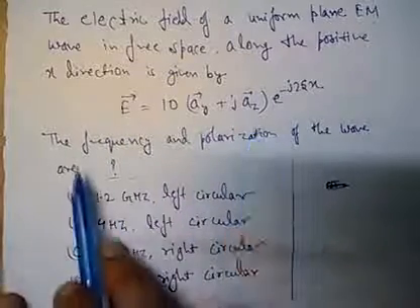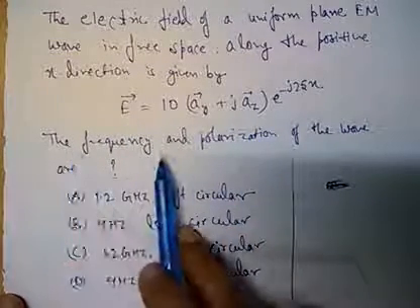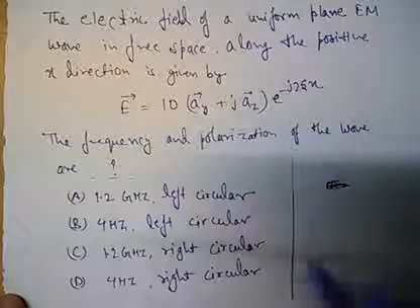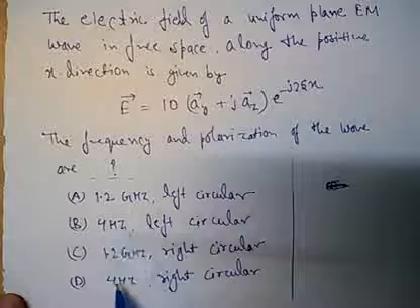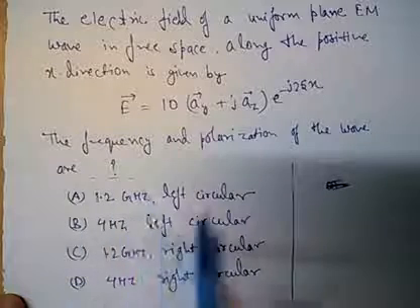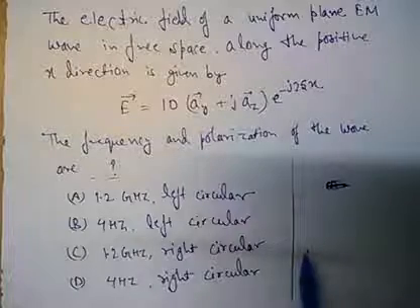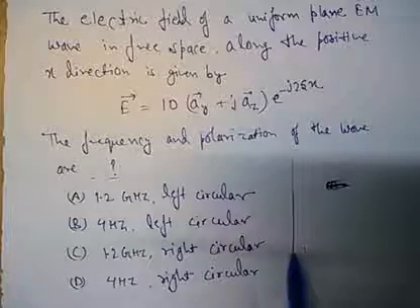And the two things that we have to discuss here: the frequency we have to find, and the polarization of the wave. We have to decide what the polarization is, and the options are here. This part is the frequency and this part is the type of polarization. So one by one I will discuss both the topics. First, the frequency.